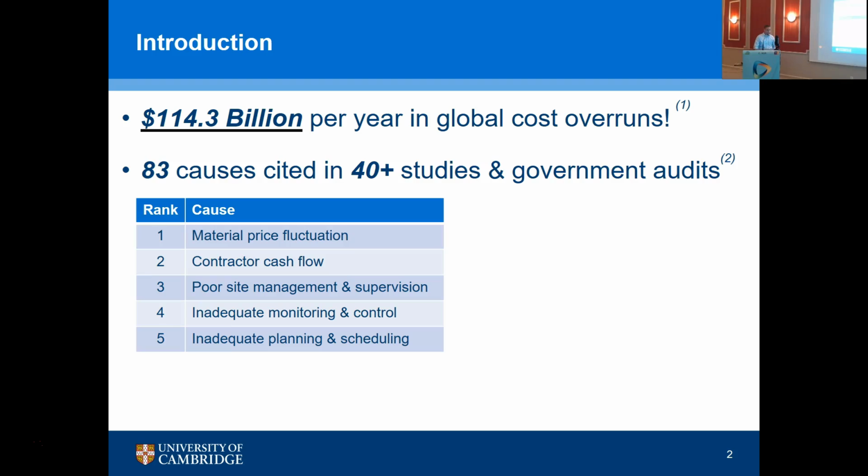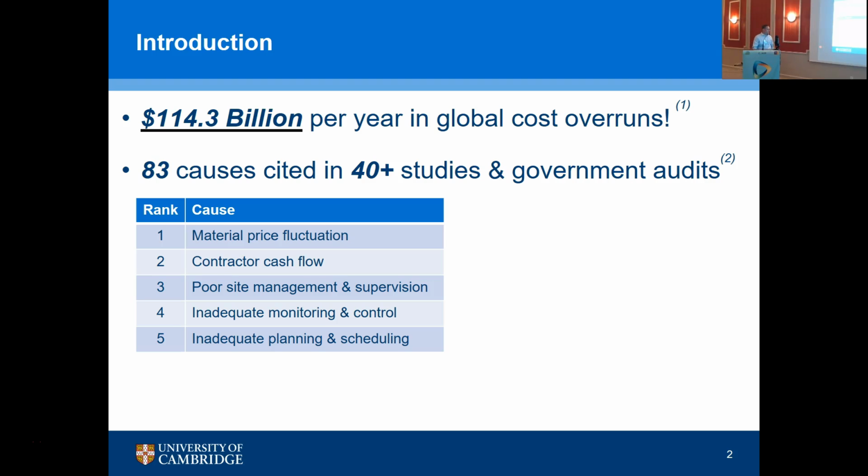And this problem shouldn't be surprising. It's been studied more than 40 times over the last 20 years, citing as many as 83 separate causes contributing to this inefficiency. And if you look at all those studies and all those various causes and you boil them down to the top 5 most frequently cited, this is what you get.